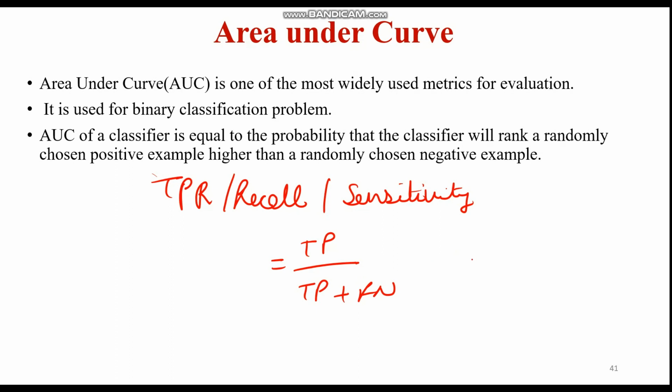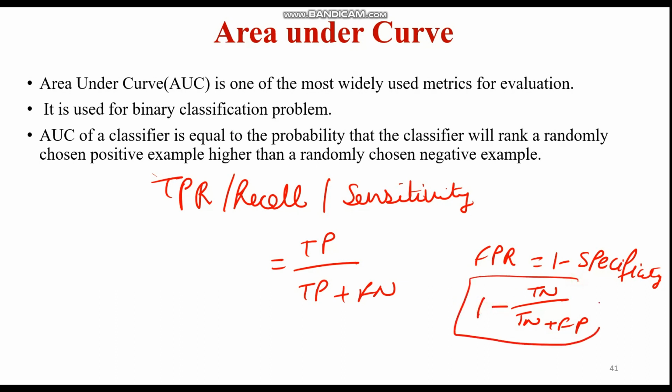And when we talk of FPR, false positive rate, it is equal to 1 minus specificity, where we know specificity is calculated on the negative part. Fine, where this specificity is TN divided by TN plus FP. So if we subtract this value from 1, then we will get the false positive rate. So this is how we calculate true positive rate and the false positive rate.